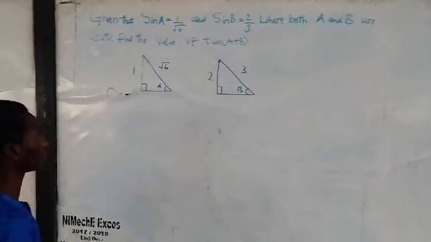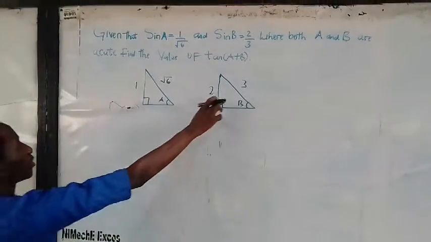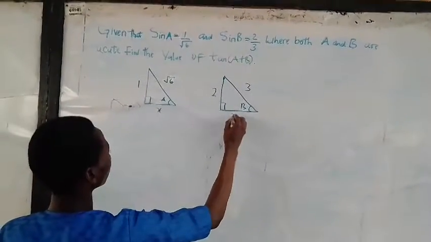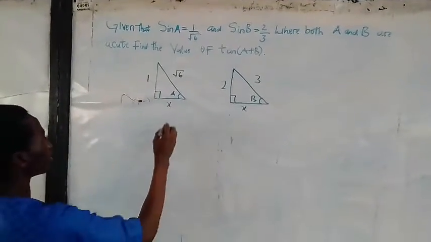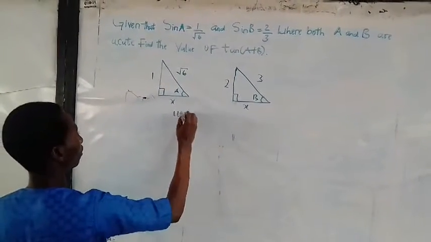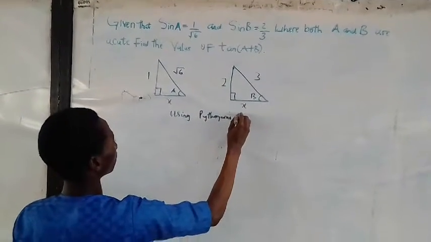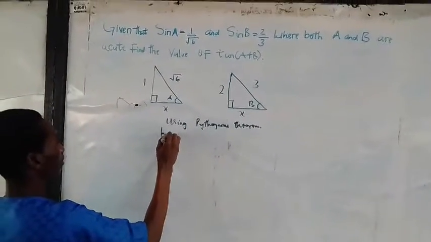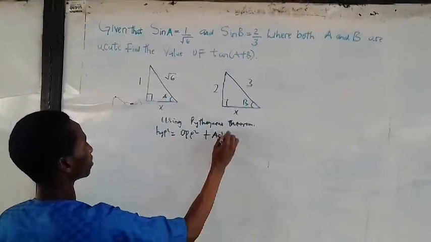So we are looking on the opposite hand hypotenuse, same thing also applicable here. We are looking for our adjacent side. How are we going to look for it? We make use of Pythagoras theorem, which states that hypotenuse squared is equal to opposite squared plus adjacent squared.